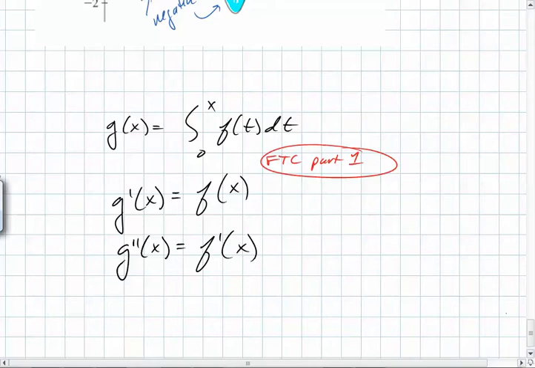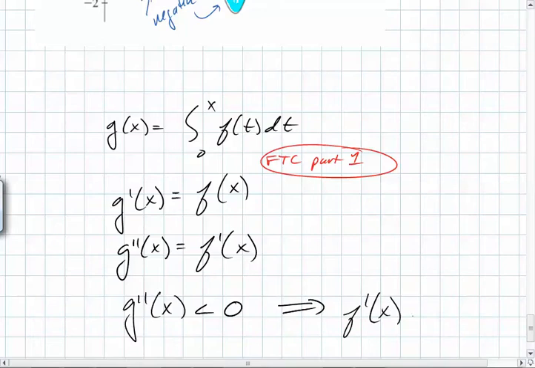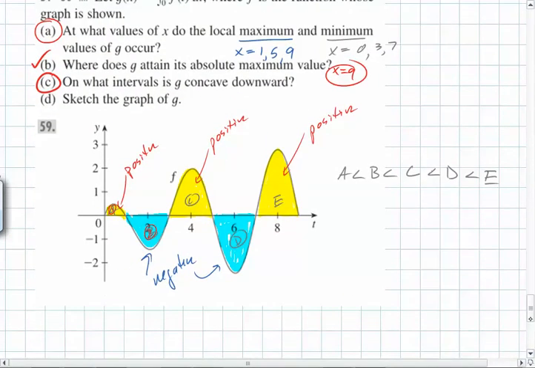f prime of x. So we want to know when g prime of x is less than 0. That's the same thing as finding where f prime of x is less than 0. Do we actually have a graph of f of x? Yeah, that's f of t. You can just change what t is called to x. It doesn't change anything about the shape here. So we're asking ourselves, where is the derivative of this function negative? Where is the derivative of this function negative? Looks like from here to there, from here to there, and from there to there.